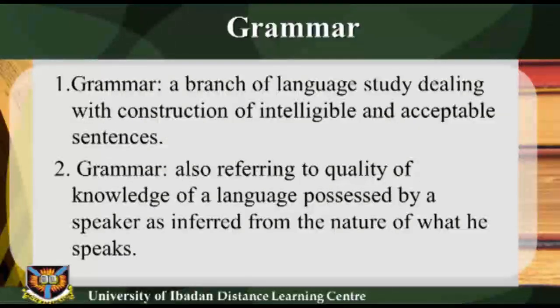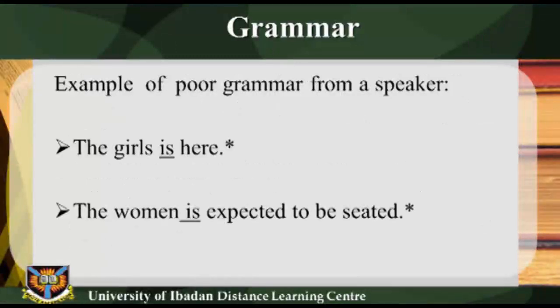What is grammar? The term grammar is often used by different people to mean different things. First, grammar can be considered to be a branch of language study which deals with the construction of sentences which are intelligible and acceptable. Secondly, grammar may be used to refer to the quality of the knowledge of a language possessed by a speaker, as inferred from the nature of what he speaks. On the basis of this, we can judge the grammar of the speaker of the utterances below as poor. The girl's is here. The woman is expected to be seated.